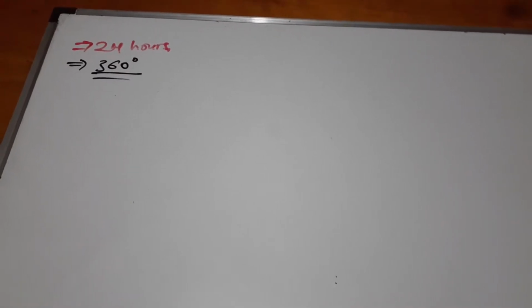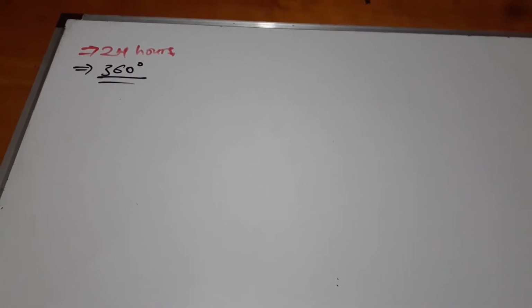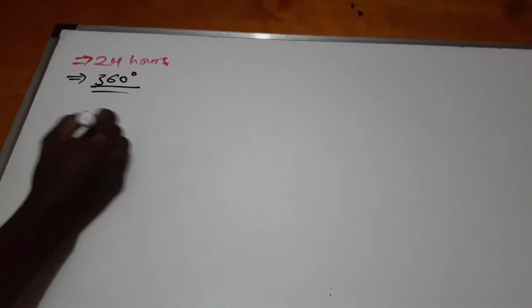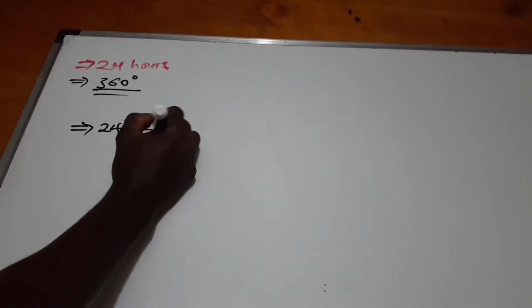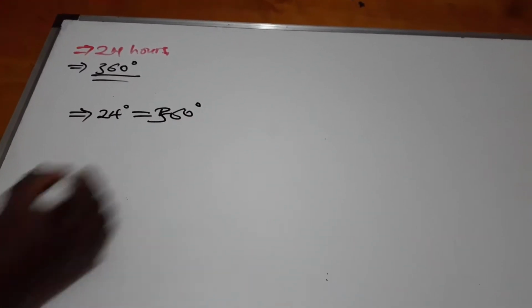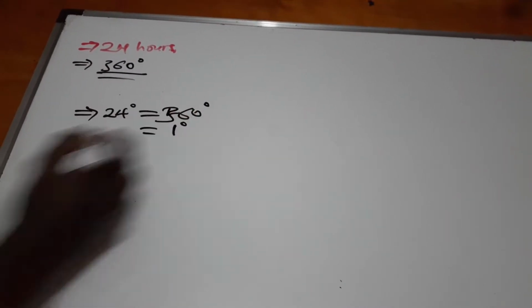So to begin with, we know that the earth takes 24 hours to rotate, and that rotation is equivalent to 360 degrees. Have you ever asked yourself how long 1 hour takes for the earth to rotate? How long does 1 degree take? If 24 hours is equivalent to 360 degrees, then 1 degree is equivalent to what?